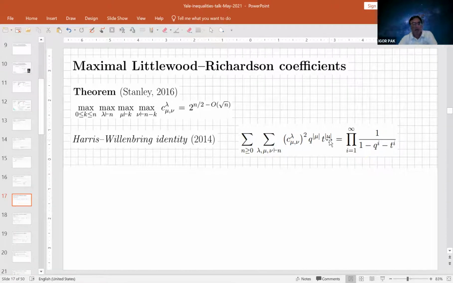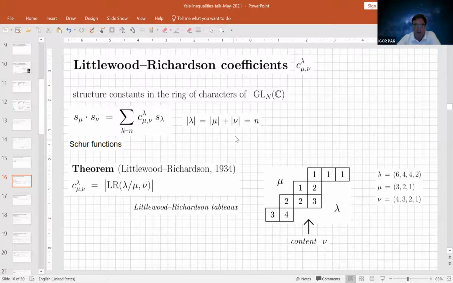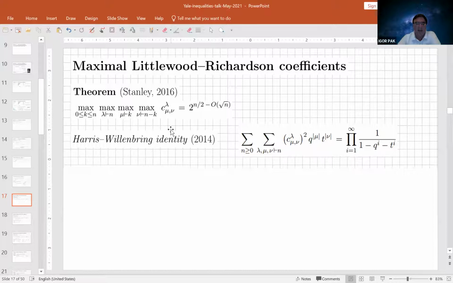So Stanley rather recently had the following result. If you look at all possible Littlewood-Richardson coefficients, remember the size of lambda has to be equal to the size of mu plus the size of nu. So the only parameter he is using is n, and what he's saying is that the maximal of all possible Littlewood-Richardson coefficients grows exponentially, roughly like 2 to the power n over 2.